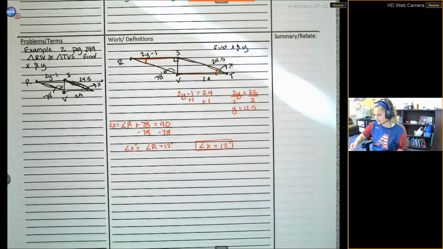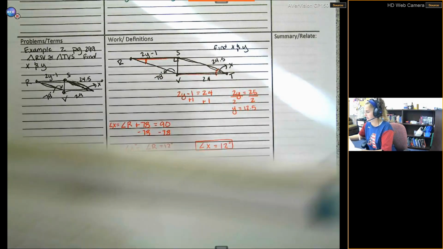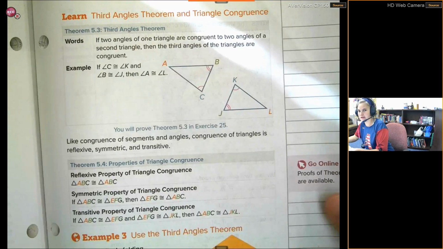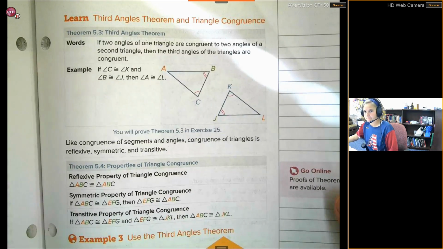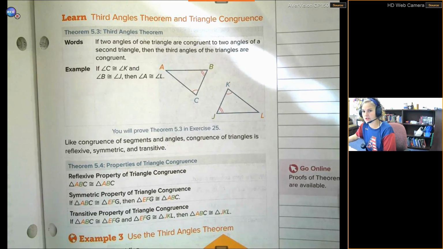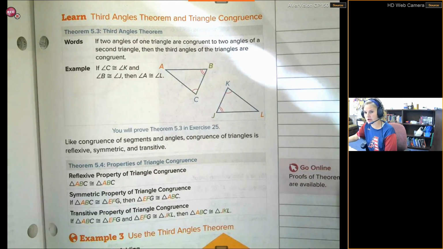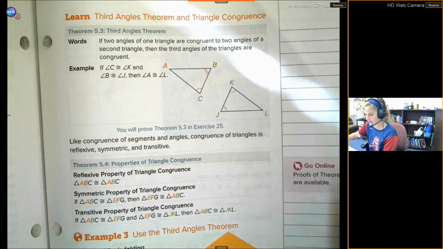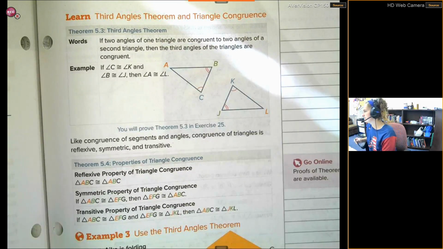We are going to talk about the third angles theorem. This is on page 299. So the third angles theorem says if two angles of one triangle are congruent to two angles of the second triangle, then the third angle of the triangles have to be congruent. Why does this work?